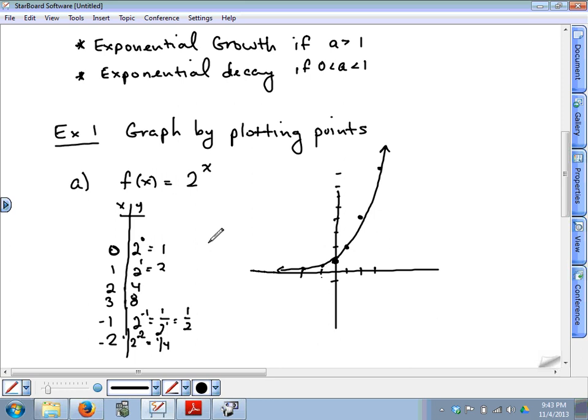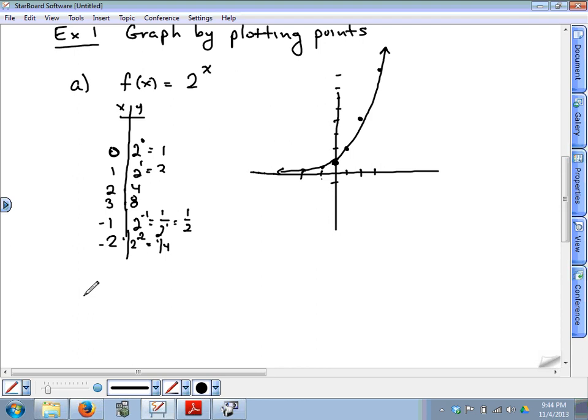So that's the graph of f of x equals 2 to the x. We found that by plotting a couple of points. This is considered exponential growth because as x is increasing towards positive infinity, y is increasing towards positive infinity. Now let's compare that to f of x equals 1/2 to the power of x.